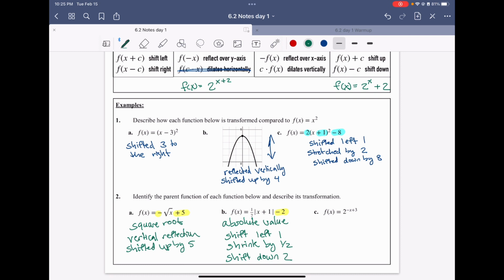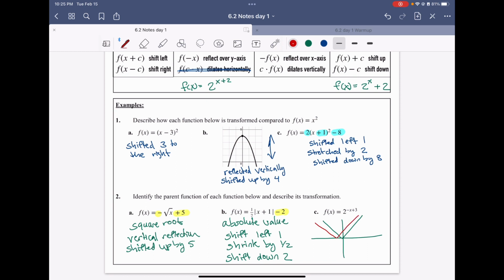All right. So, and just for fun again, I'm going to try drawing this one. So again, I start off like this, and I'm going to shift left 1. So that's going to move me over here.